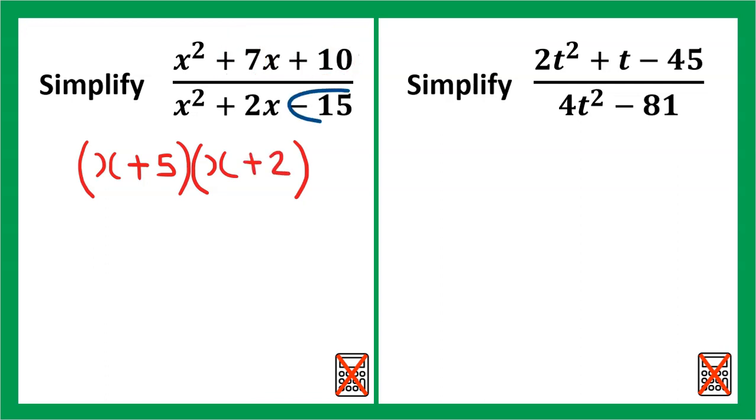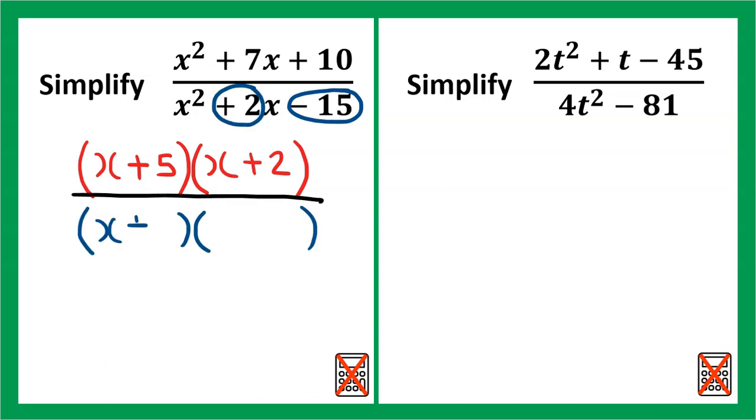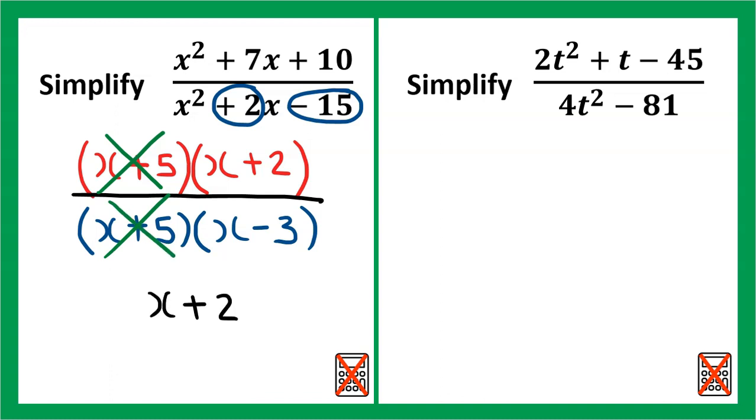And for the denominator, we're looking for numbers that multiply to give us negative 15 and add to give us 2, meaning the brackets would be x plus 5 and x minus 3. These brackets are factors of the original expressions, so x plus 5 at the top will cancel with x plus 5 at the bottom, leaving us with x plus 2 over x minus 3.